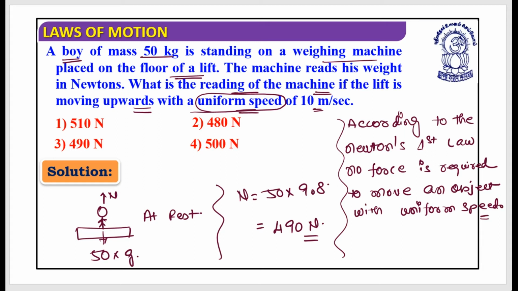That means if an object is in motion, you do not need to provide any extra force so that it can move with the same speed. So even if this lift is moving with 10 meters per second, the reading would be the same: 490 Newton. I hope this is clear.